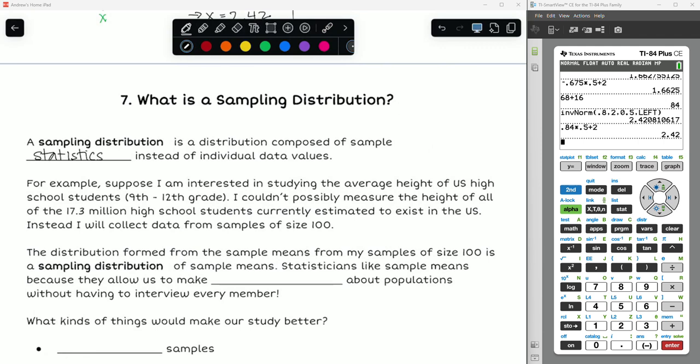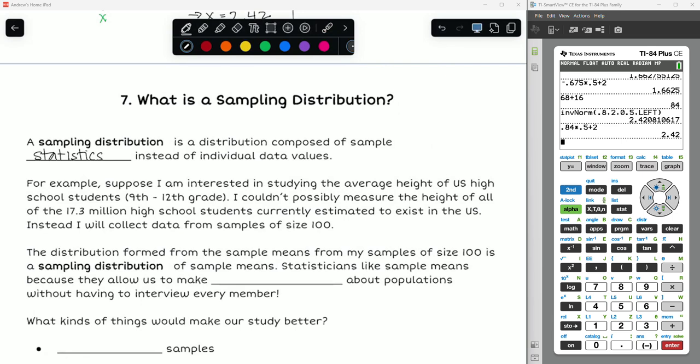So for example, suppose I'm interested in studying the average height of US high school students in 9th through 12th grade. It would be impossible for me to measure the height of all 17.3 million high school students in terms of time and money. So instead, I'm going to collect samples of size 100. The distribution formed from the sample means from my repeated samples of size 100 is a sampling distribution, specifically of sample means.